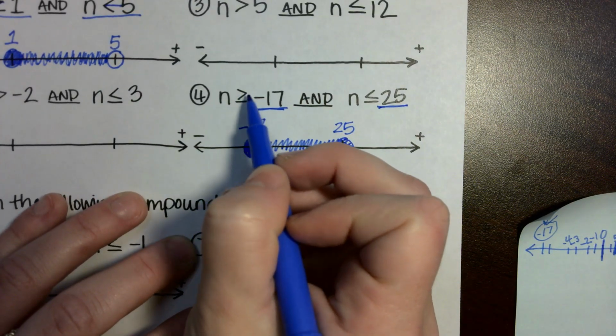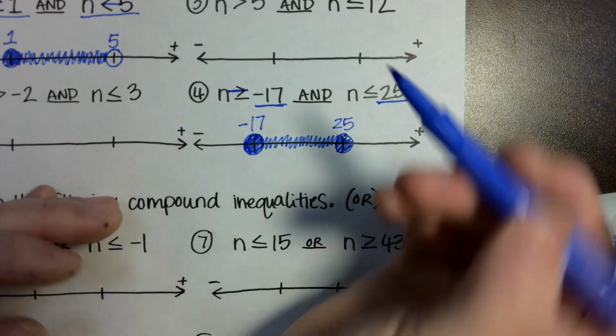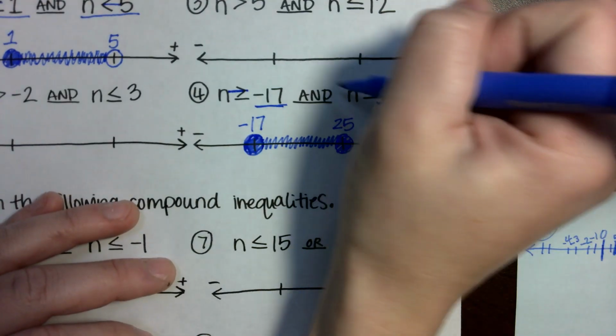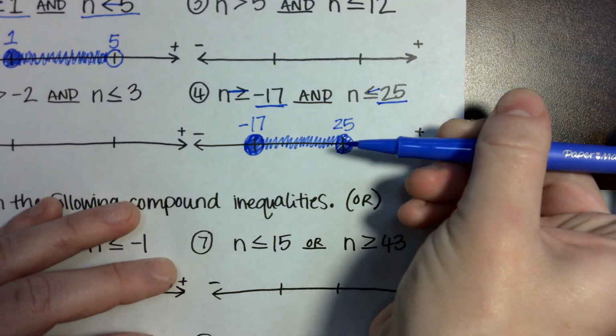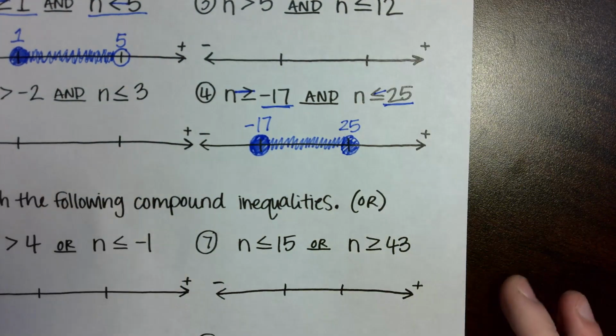N is greater than negative 17. My arrow points to the right. N is less than or equal to 25. My arrow points to the left. Okay. Good deal.